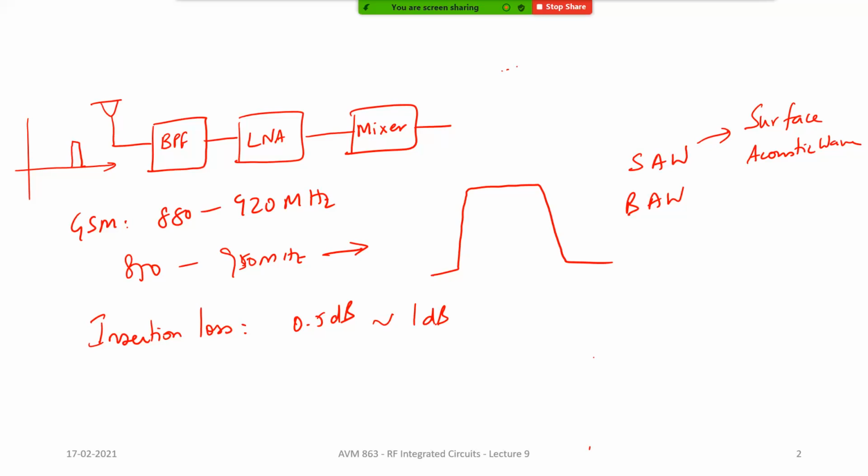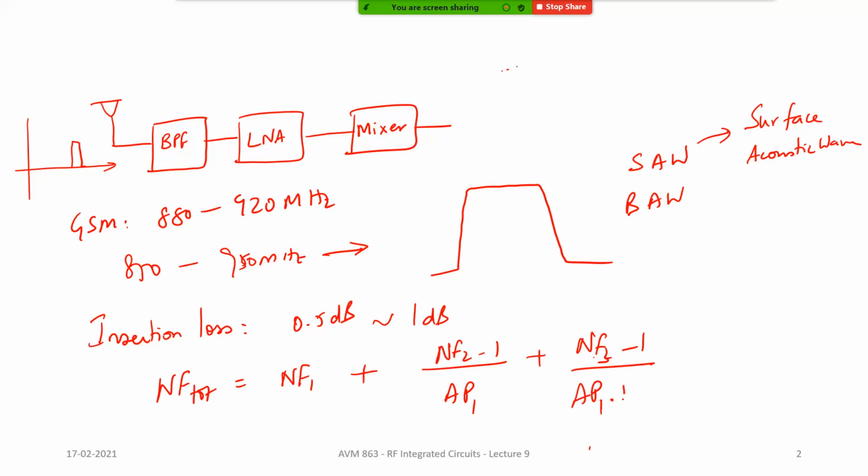Now in the previous class in the morning, we saw that the first stage should have as high a gain as possible, and as low a noise figure as possible, right? Because in the Friis equation, NF total is equal to NF1 plus (NF2 minus 1) divided by the gain of the previous stage, plus (NF3 minus 1) divided by available power gain 1 into available power gain 2, and so on, correct?